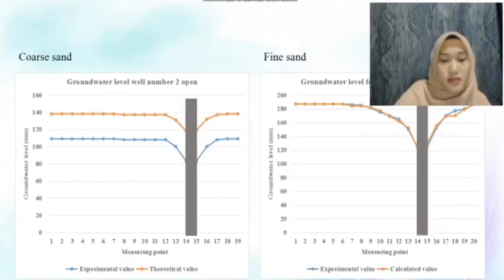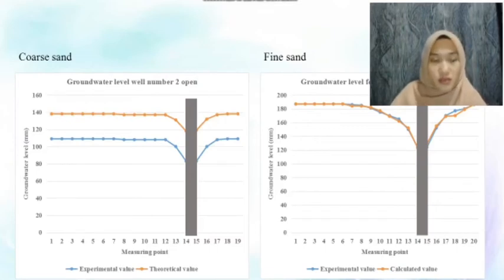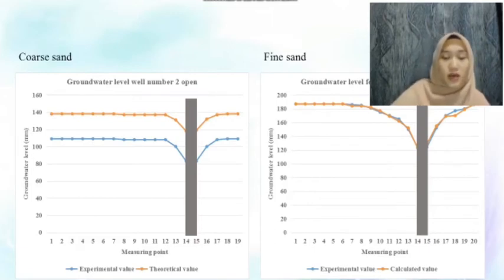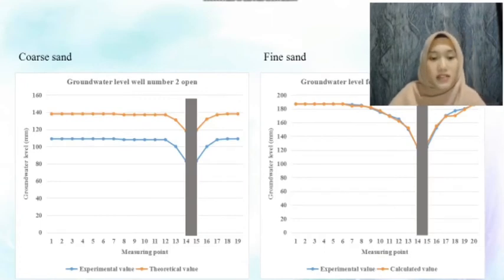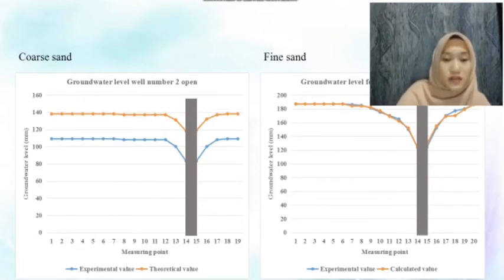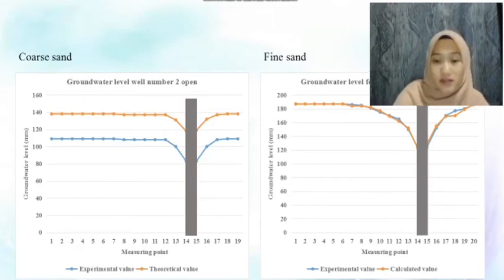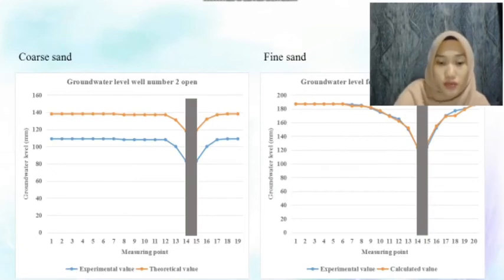Next is the graph representing the comparison for case number 3, which is well number 2 open. The initial water level for coarse sand for the experimental is 109 mm and the theoretical is 135 mm, while for fine sand it is 187 mm. The highest difference for coarse sand was at piezometer tube 50 with 70.82% difference, and for the fine sand, the highest difference was at piezometer tube 15 with 1.98% difference.